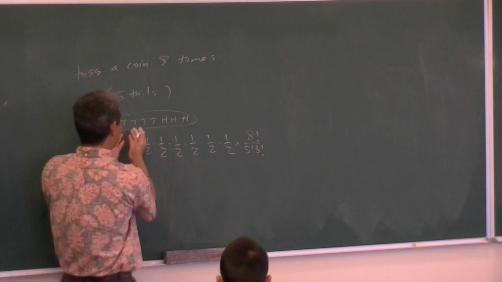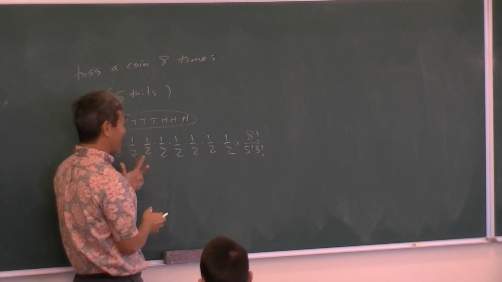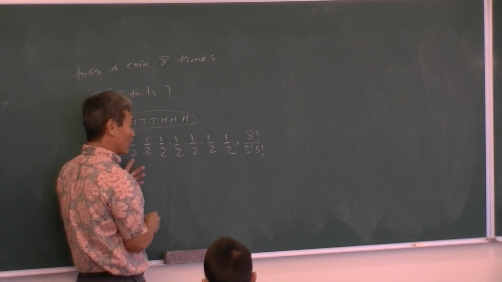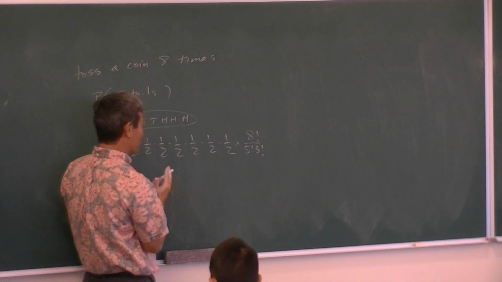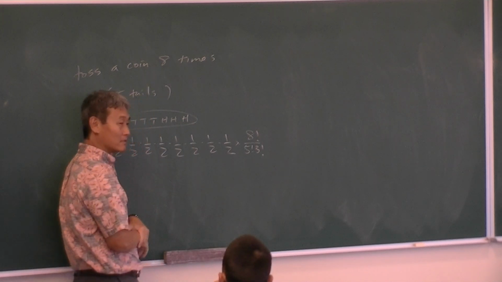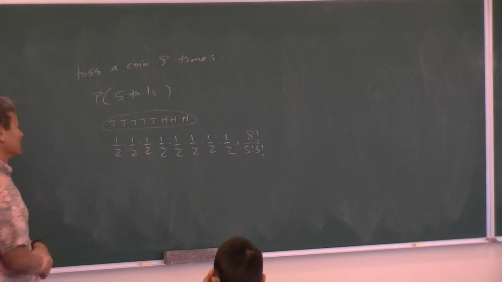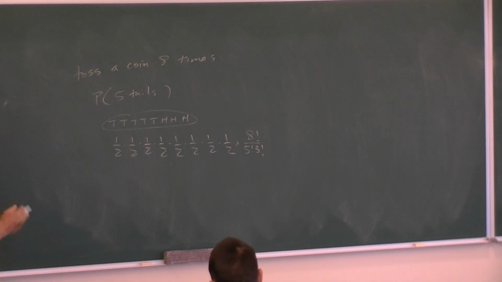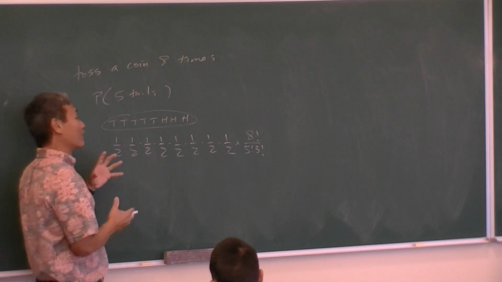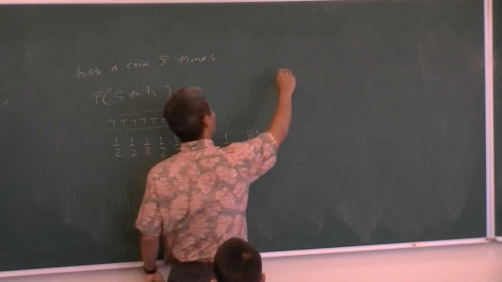Because it's like, out of these 8 positions, how many ways can you pick 5 of them to be the tails? Or out of these 8 positions, how many ways can you pick 3 of them to be the heads? That's why 8 choose 5 and 8 choose 3 are equal. So we already know how to do this problem, but most books, they give you a formula. They call this binomial probability.